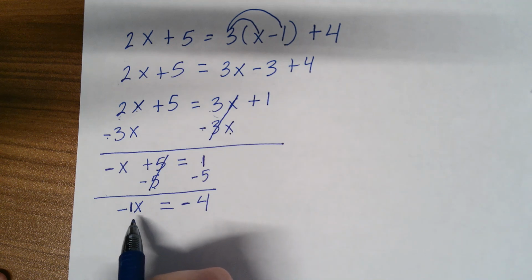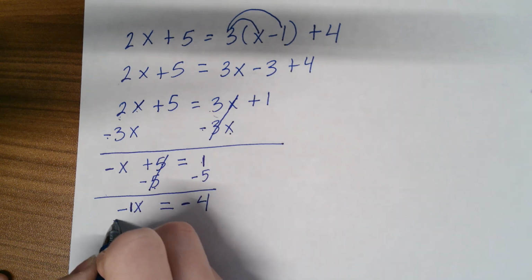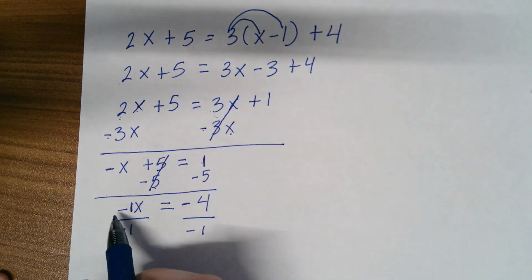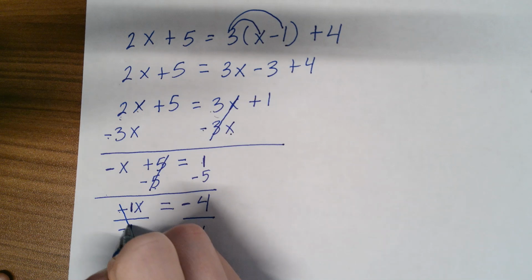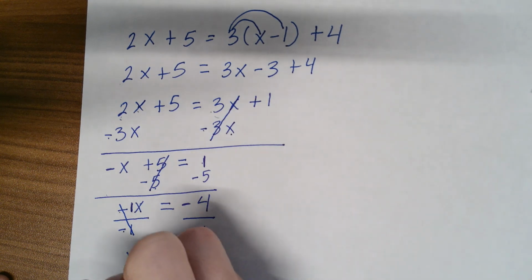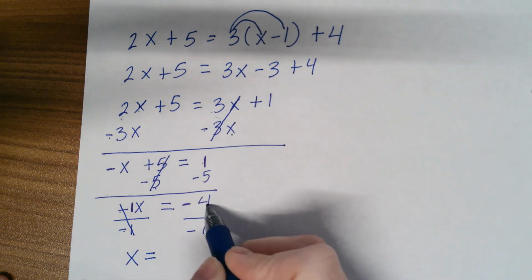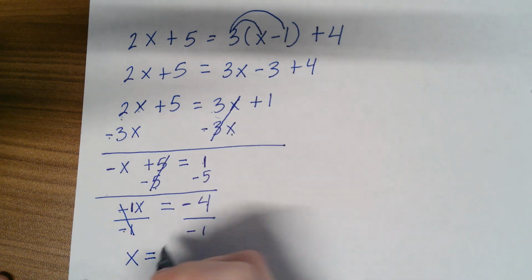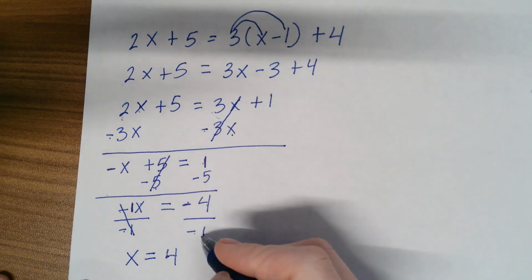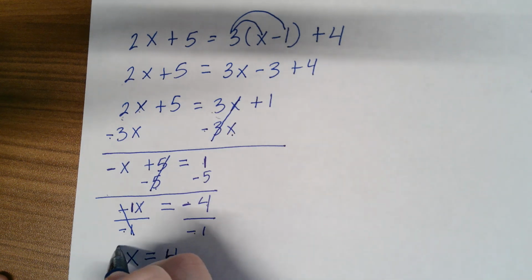So the operation that's going on here is multiplication. So what is the opposite of multiplication? It's division. So I'm going to divide both sides by negative 1. Negative 1 divided by negative 1 gives me positive 1. So I have positive 1x, which is what I want. Bring down my equal sign. Negative 4 divided by negative 1 gives me positive 4. A negative divided by negative is a positive, and 4 divided by 1 is 4. So my final answer is x equals 4.